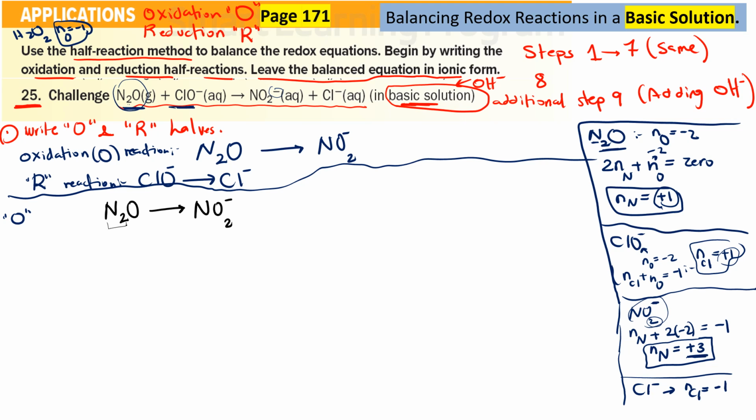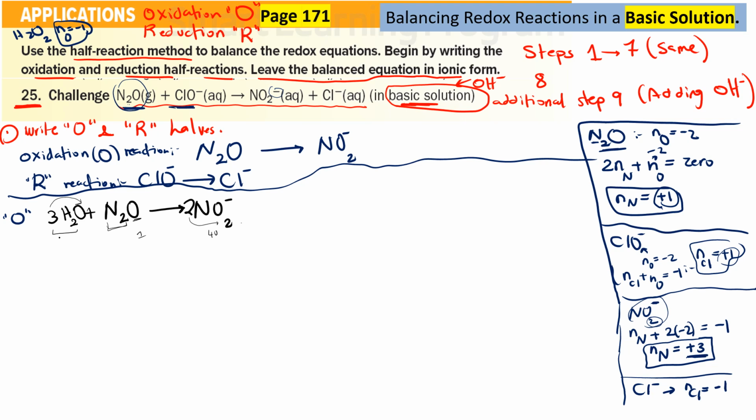So we have 2N here, right? We have 1N, so we need to put 2. Yeah? Now I have oxygen. So I have 2 times 2, so I have 4 oxygen, right? And here I have only 1, so I need to add 3 oxygen. Now, remind me, how do we balance oxygen in a redox reaction? Excellent, we add H2O. So I'm going to add 3H2O. Why 3H2O? Because the 3 oxygens needed, plus 1 here, makes 4, so it's balanced, right?